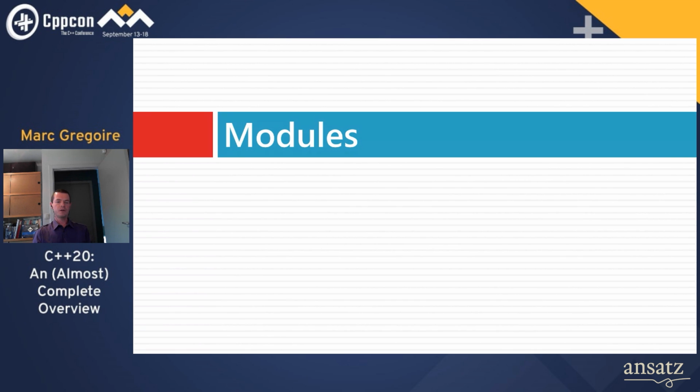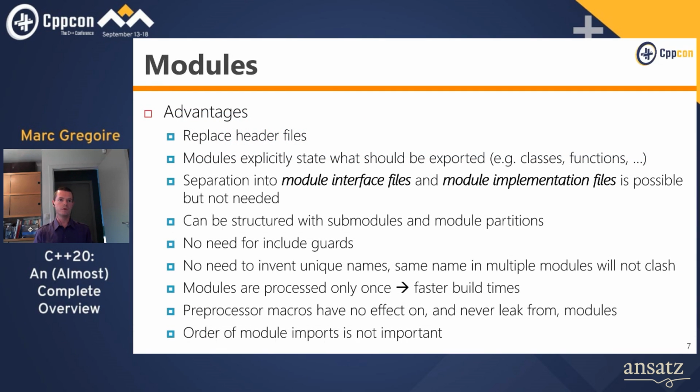All right, so let's get started with the first major feature of C++20, modules. What are modules? Basically, they will replace header files in the long run. And with a module, you have to explicitly state what you want to export from the module. For example, you have to say which classes, which functions, which constants, which enumeration classes, and so on you want to export. And only this exported functionality will be available for users that import your module.